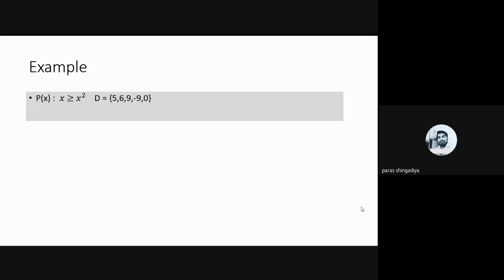Okay. So now in the second example, P of x is defined as x greater than or equal to x square, and the domain is equal to 5, 6, 9, minus 9, and 0. Okay, domain is equal to 5, 6, 9, minus 9, and 0.